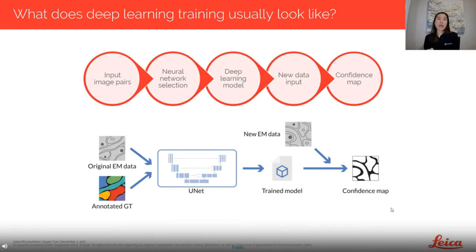So if it's really confident, that intensity is going to be really high. If it's less confident, that intensity is going to be really low. So that's one of the reasons why the terminology confidence map is used here.